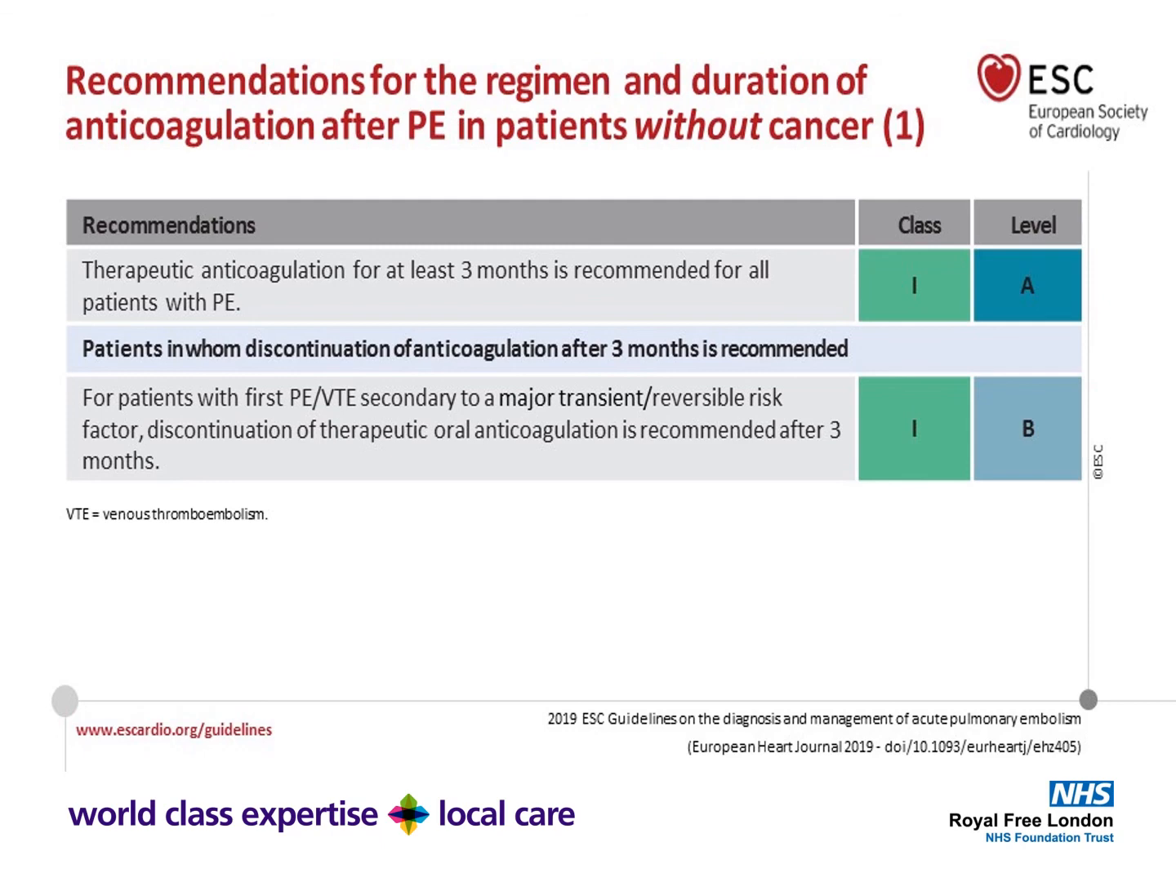So for example, this would be a patient who has had orthopedic surgery, who isn't undergoing any future orthopedic surgery, therefore that is a reversible short-term risk factor or a transient risk factor, therefore the likelihood of PE is significantly reduced in the future, so that patient would only need treating for 3 months.